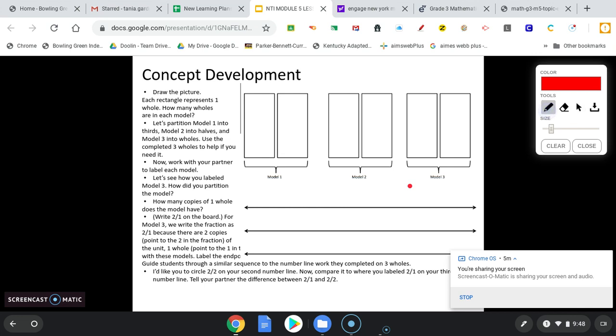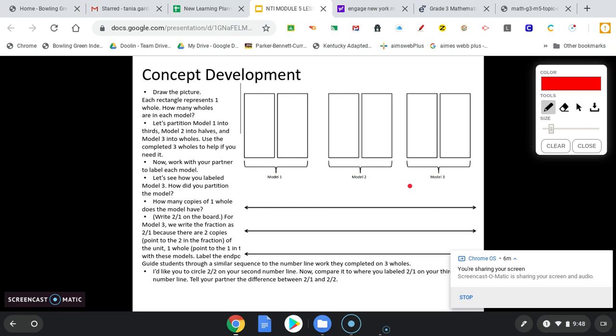So let's go to this. I want you to draw this picture. Each rectangle represents 1 whole. So how many rectangles are in each model? Right, there are 2 rectangles in each model, so there are 2 wholes in each model. So you're drawing this, you'll need to pause your video just so you can do this.